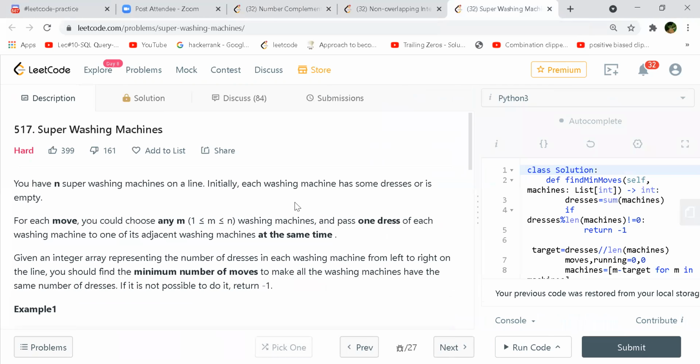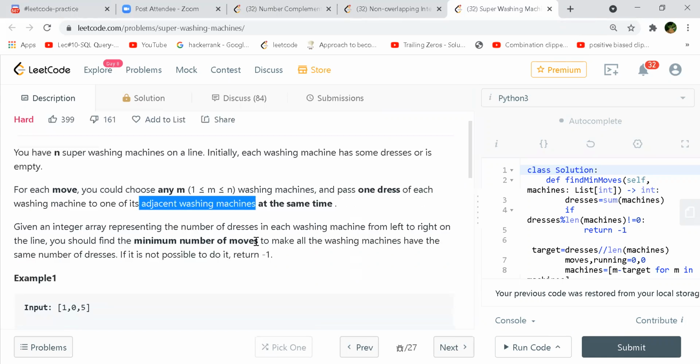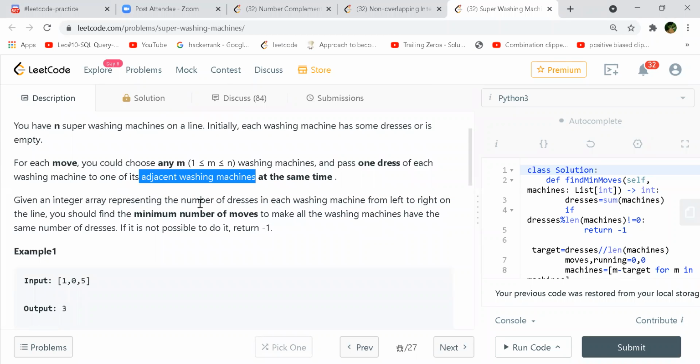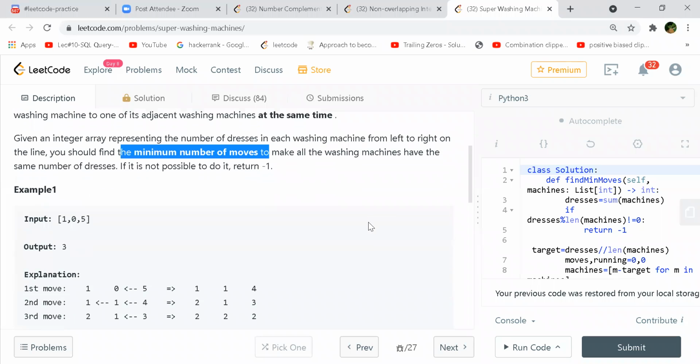So the first problem is Super Washing Machines. We are given n super washing machines on a line, and initially each washing machine has some dresses or is empty. For each move, we choose any m, between 1 and n, of the washing machines and pass one dress from each to one of its adjacent washing machines at the same time. We are given an integer array representing the number of dresses in each washing machine from left to right on the line. We have to find the minimum number of moves to make all the machines have the same number of dresses if it is possible. Else we return -1 in that case, right?